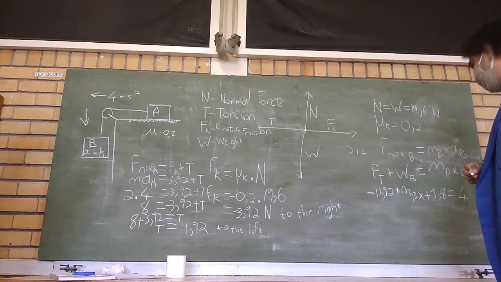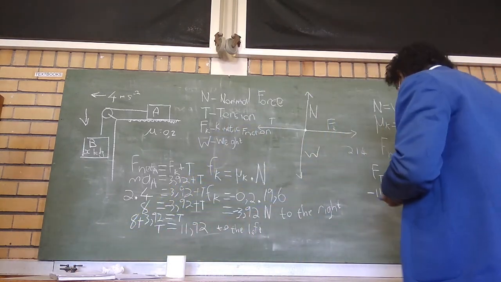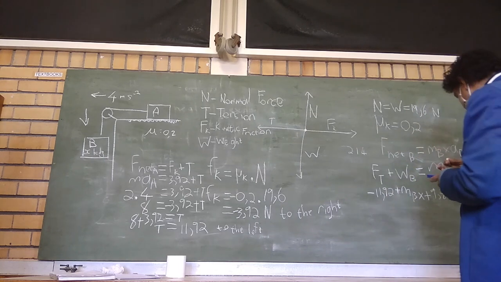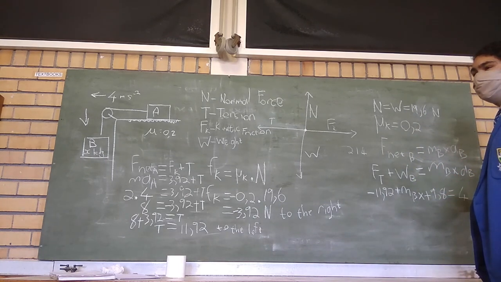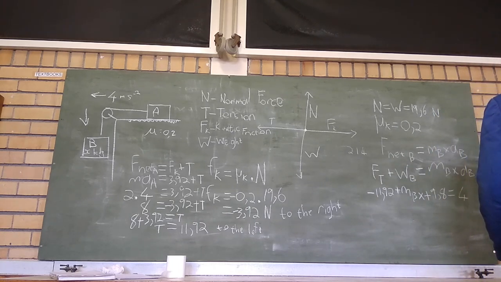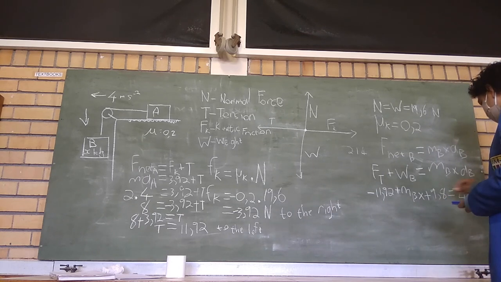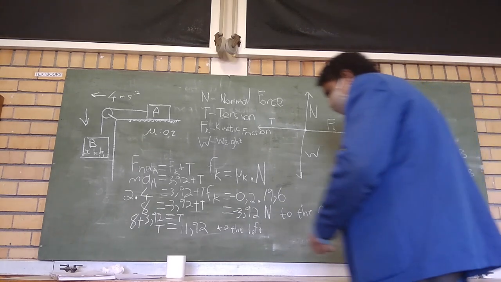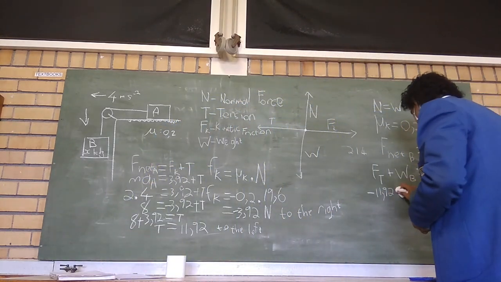Okay, it's the mass of B, which we're trying to find out. We don't know the mass of B, times the acceleration. Okay. Acceleration is 4, right? Yeah, acceleration is 4. So you should say MB times 4. Is everyone following? Yes.